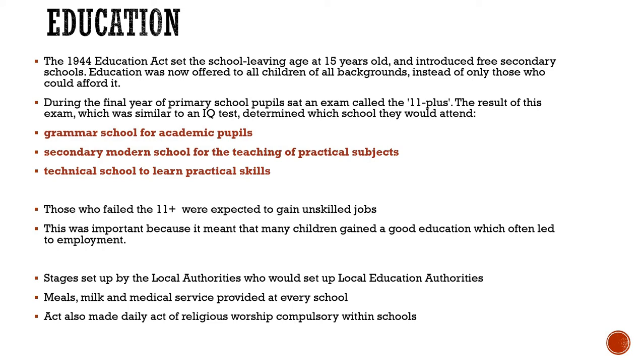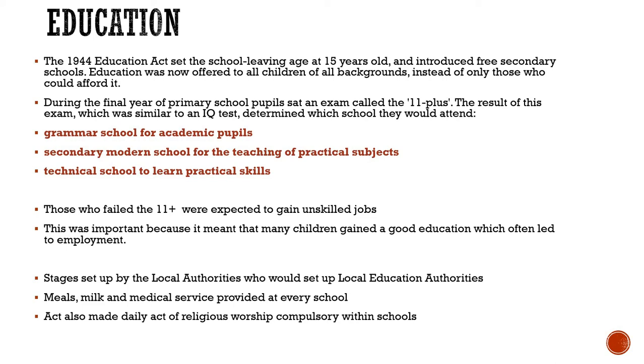During the final year of primary school, so in year 6 then, pupils would sit an 11+ exam. The result of this exam would then determine which school they would actually attend. So the 11+ was a sort of IQ test that they would do at the end of primary school. And there were 3 types of school. There were grammar schools for academic pupils. So if they passed the 11+, they would go to the grammar schools. There were the secondary modern schools for practical subjects, and there were the technical schools to learn practical skills. Those who failed the 11+ were expected to go into what they called unskilled jobs at the time.